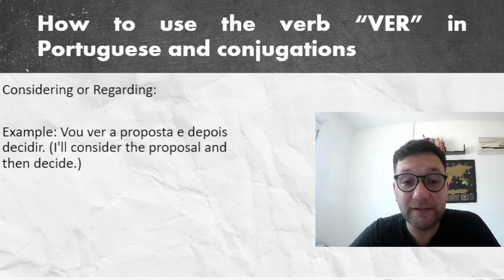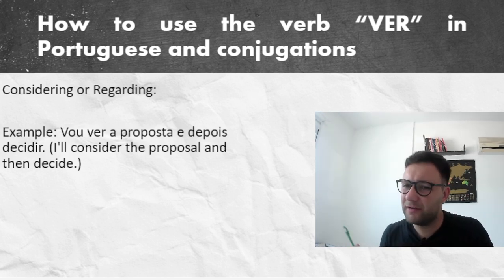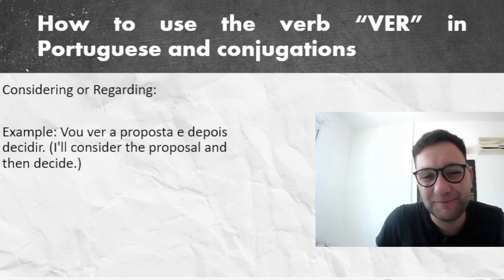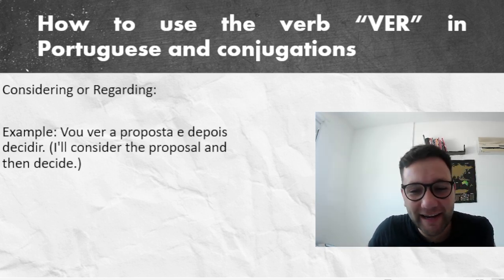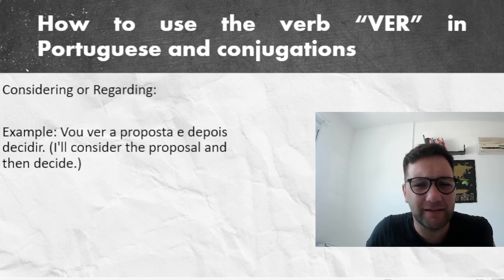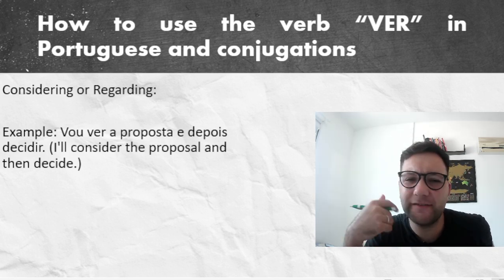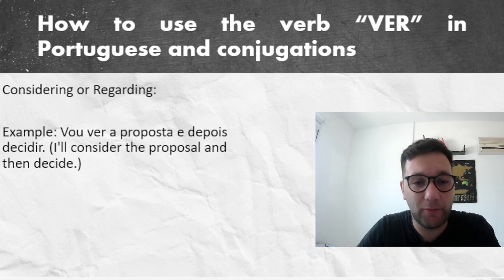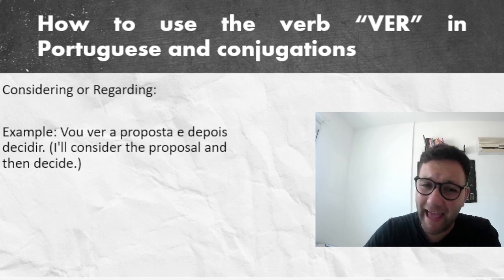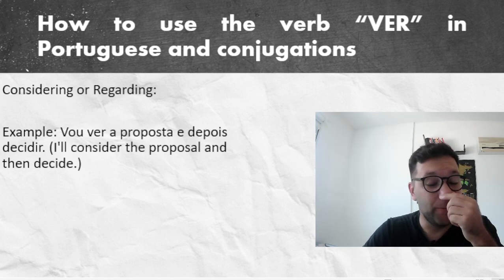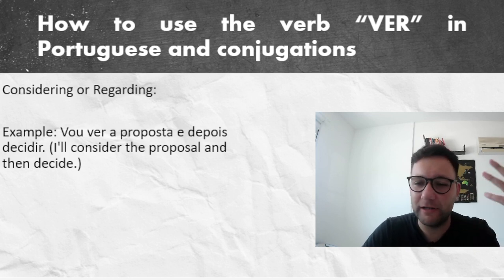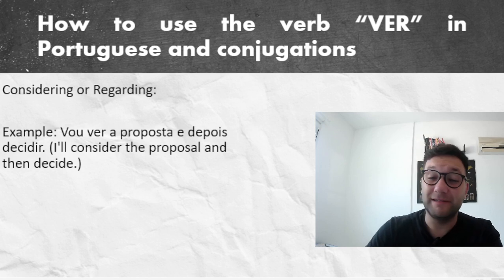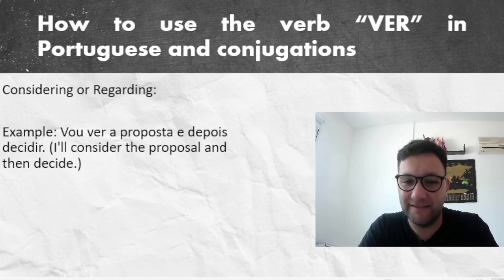Also, we can use it for considering. For example, I will consider, you could say, eu vou ver. And we say this a lot in Brazil. For example, vou ver a proposta. I will consider the proposal. Eu vou ver depois. I will consider it later. We use it a lot. Here the example: vou ver a proposta e depois decidir. I will consider the proposal and then decide. Okay? I will consider, you can say, eu vou ver. Or the real translation, eu vou considerar. But generally we use the verb ver because it's the easiest to say.